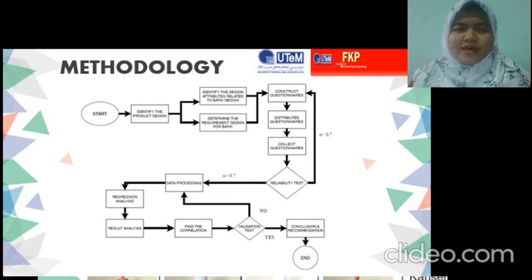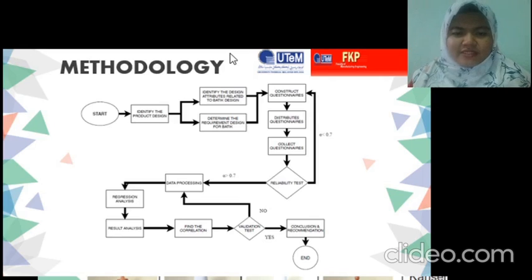The data that we get from the journals makes it easier for us to understand the research problem, which is to analyze the geometrical design of batik that influences affective response. After we determine the requirements and identify the design attributes, we can construct the questionnaire.